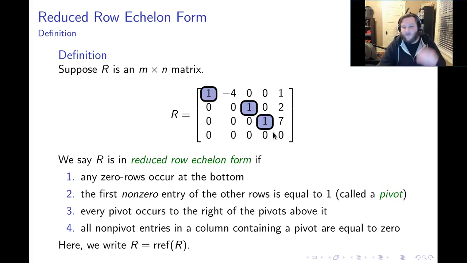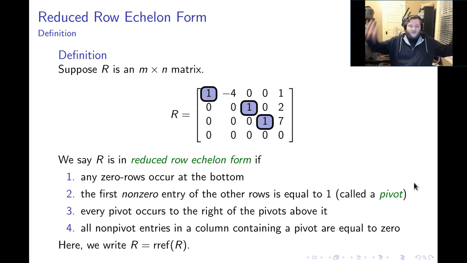So the way we write this is we call this matrix R. So what we would write here to efficiently communicate that this matrix is in reduced row echelon form is we would write R equals RREF of R. RREF is an abbreviation of reduced row echelon form.